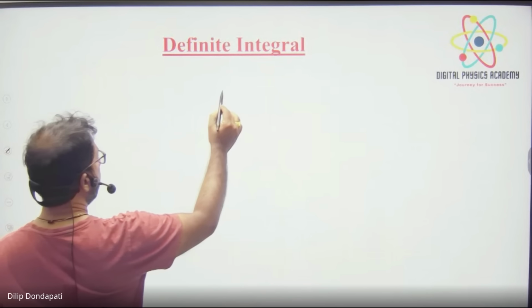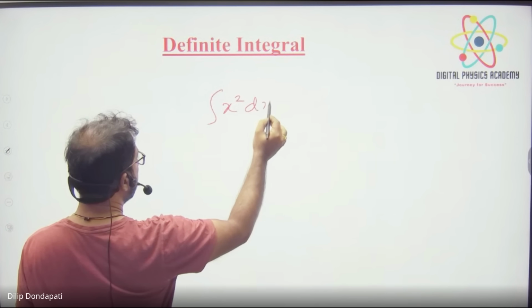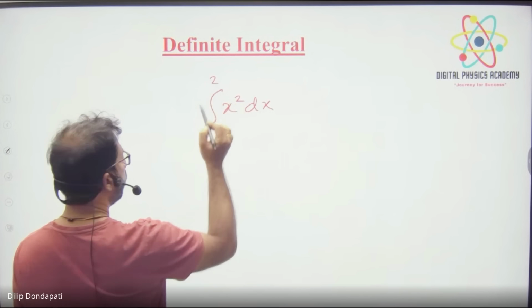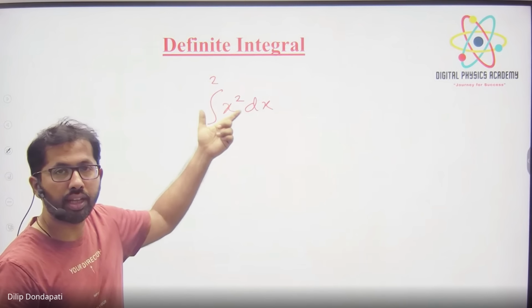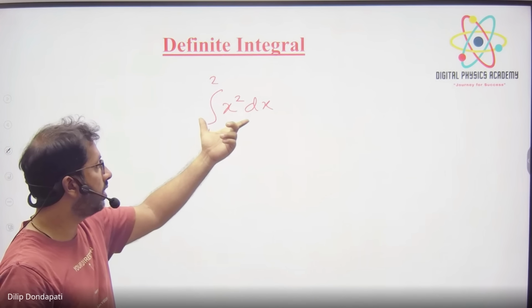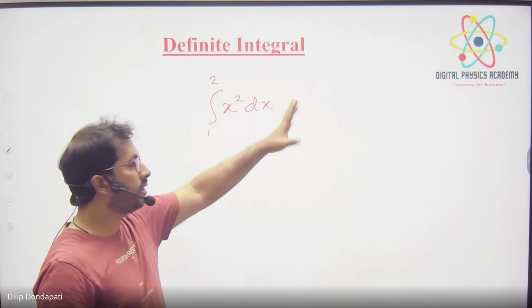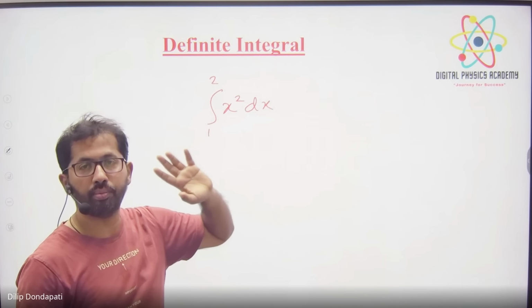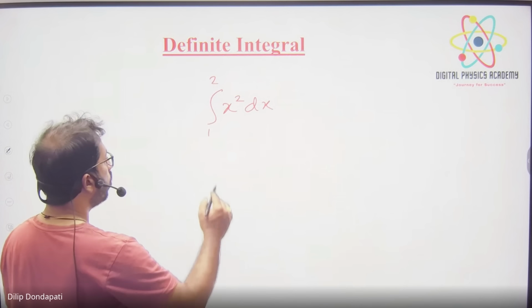Example: integral of x square dx from 1 to 2. There is a lower limit and an upper limit. Whenever limits are given, this integration is nothing but a definite integral. In definite integrals, plus c will not come. Okay. So how to do the integration?